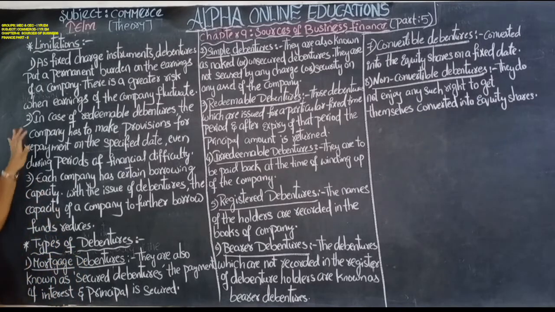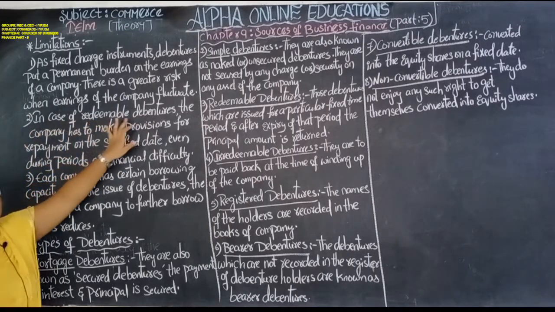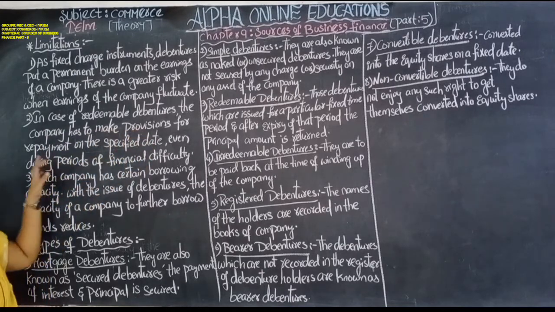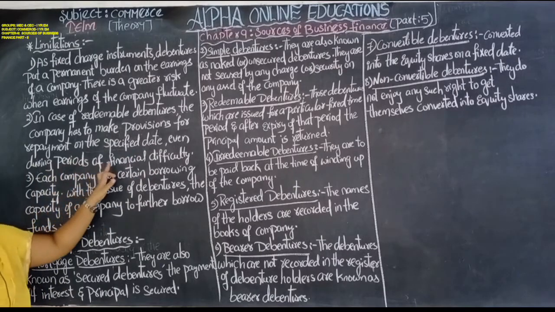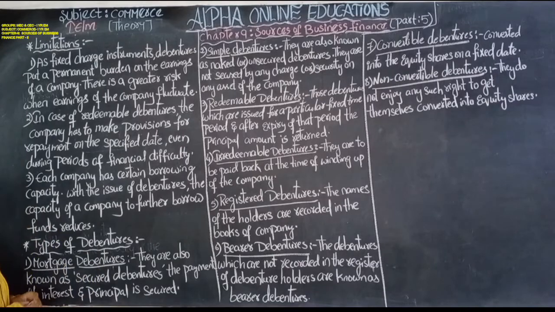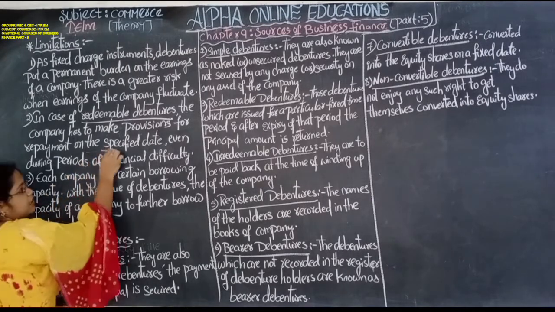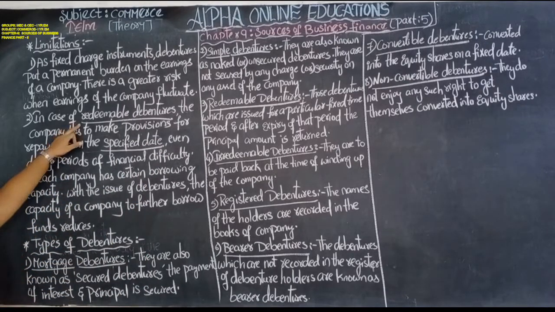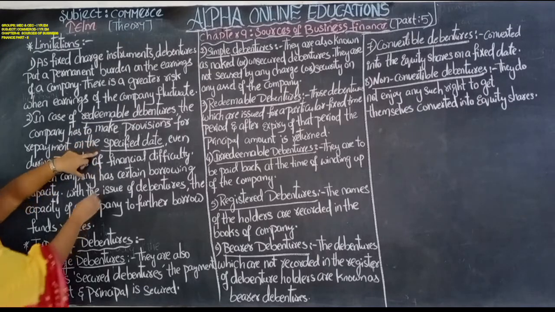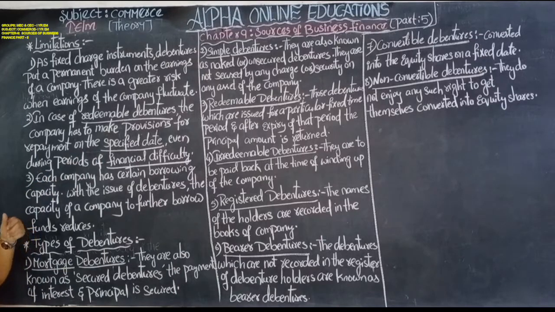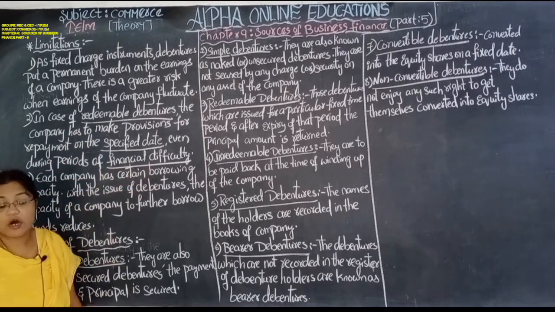to the debenture holders. In case of redeemable debentures, the company has to make provisions for repayment on the specific date even during a period of financial difficulties. Redeemable debentures mean the company has to pay the principal amount on a specific date. The redeemable debenture holder will get the principal amount on the specified date. If the company is facing financial difficulty on that date, it becomes very risky for the company to pay the principal amount to the redeemable debenture holder.